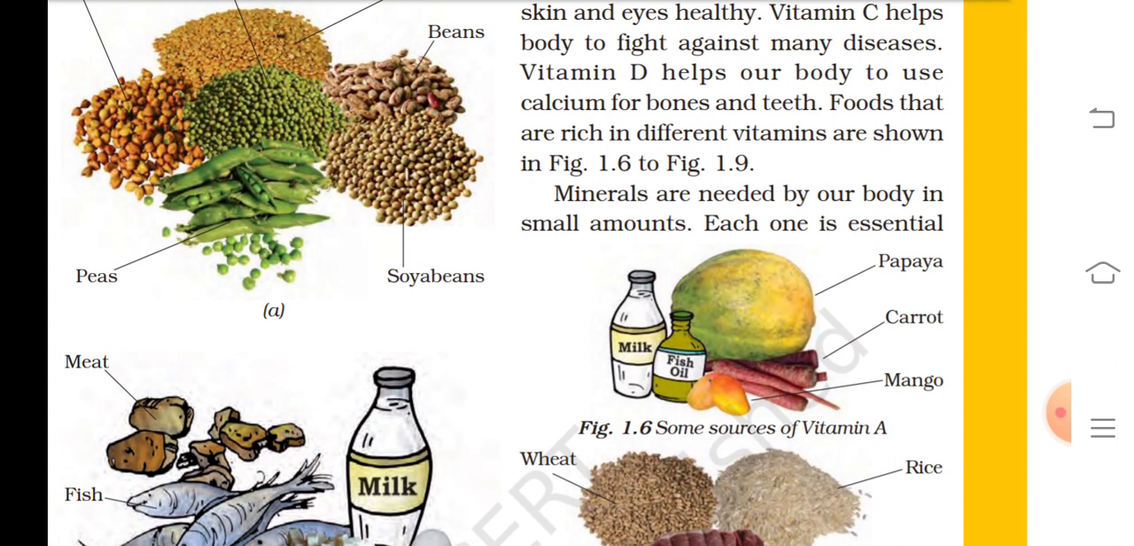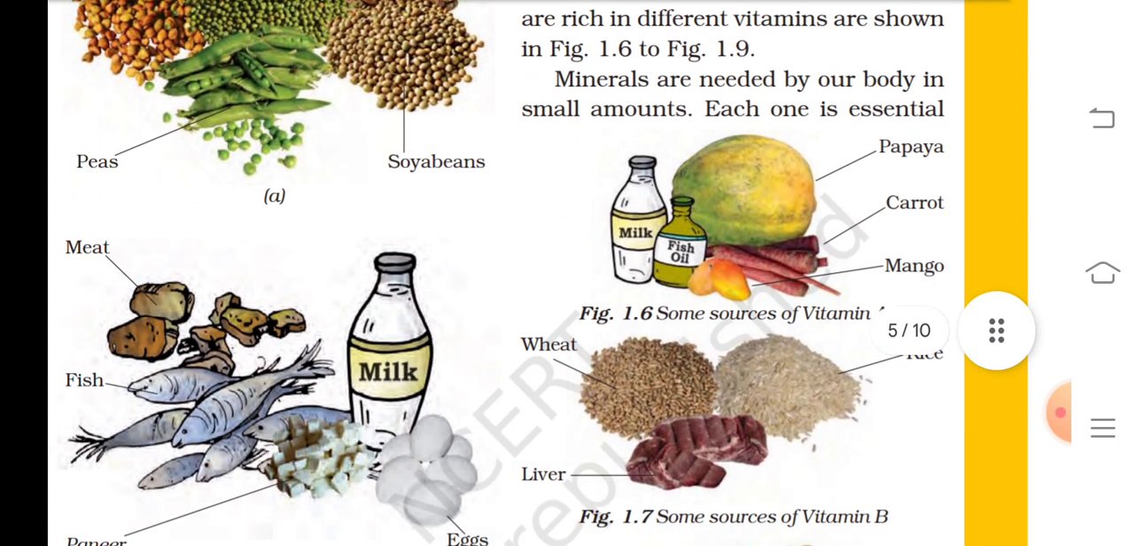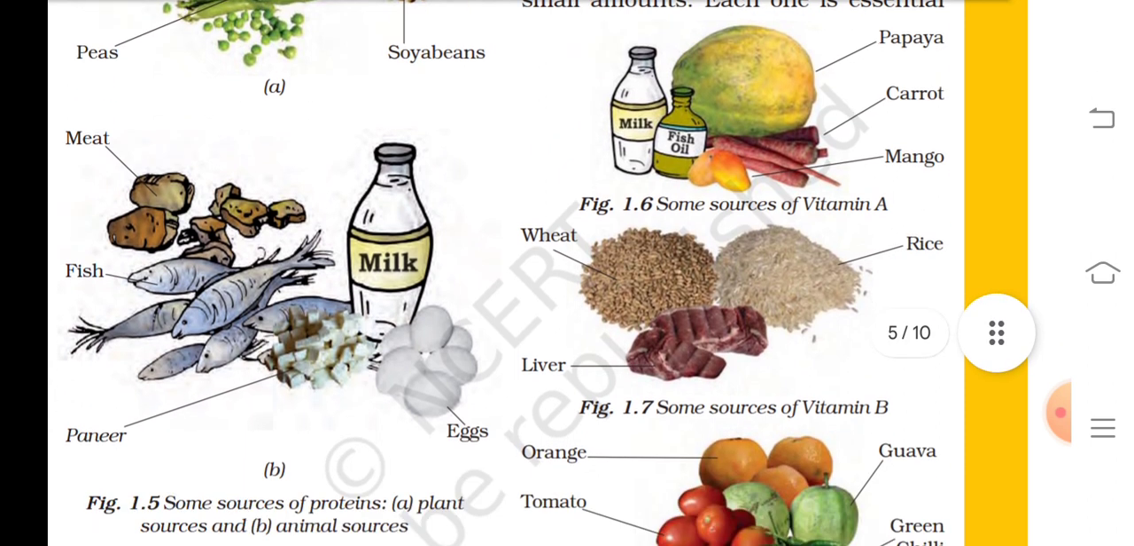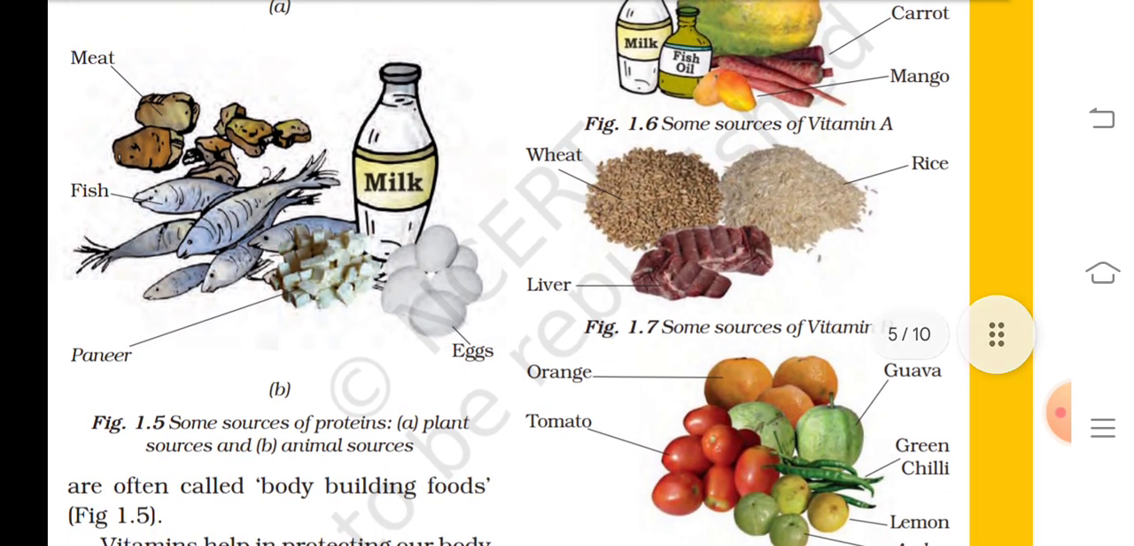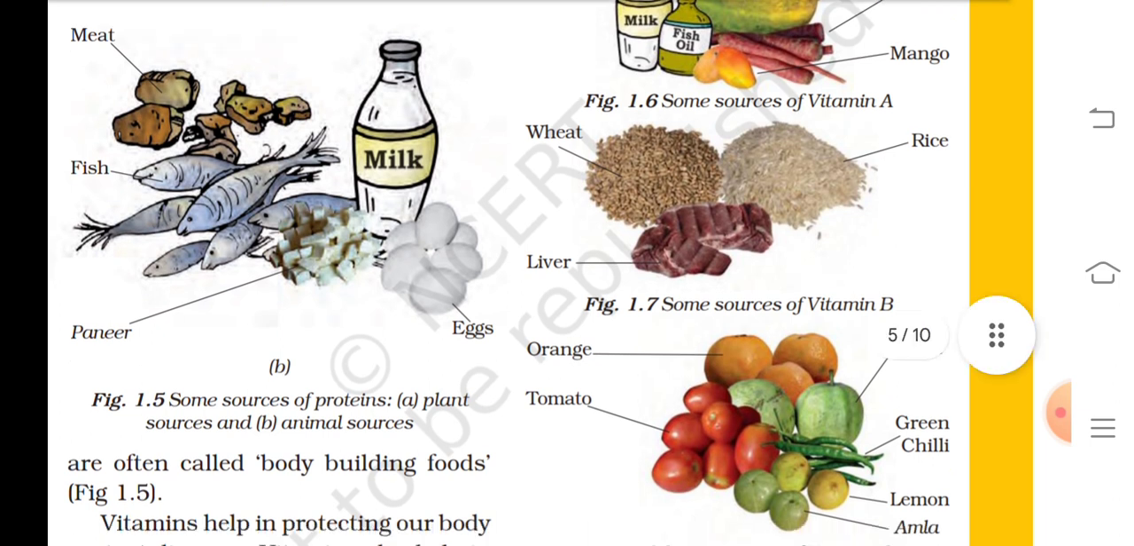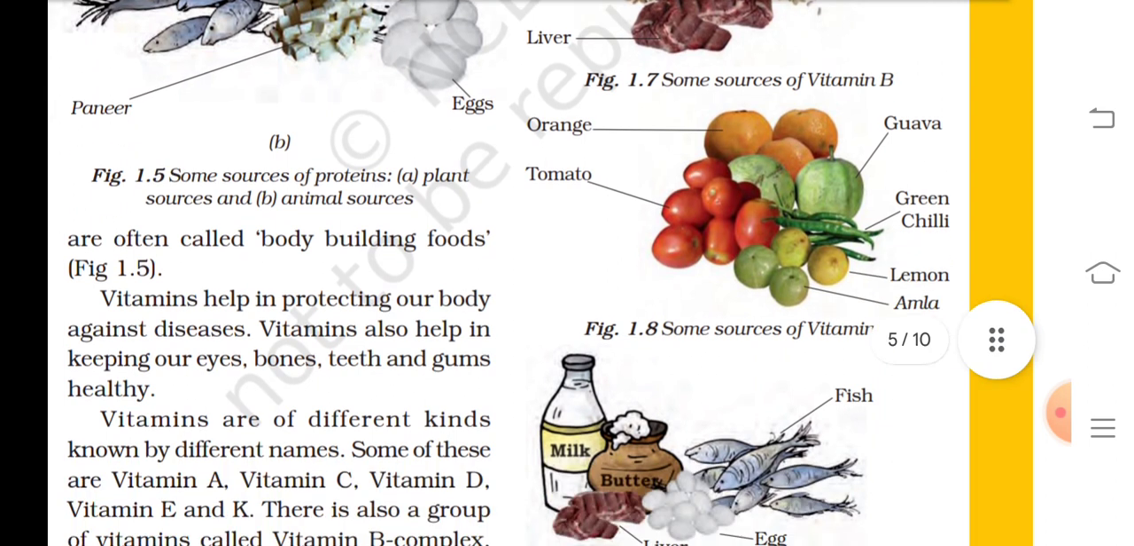Vitamin D helps our body to use calcium, bones, teeth. Foods that are rich in different vitamins are shown in Figure 1.6 to 1.9. Minerals are needed by our body in a small amount. Each one is essential. Papaya, carrot, mango are some sources of vitamin A. Wheat, rice, liver are some sources of vitamin B.